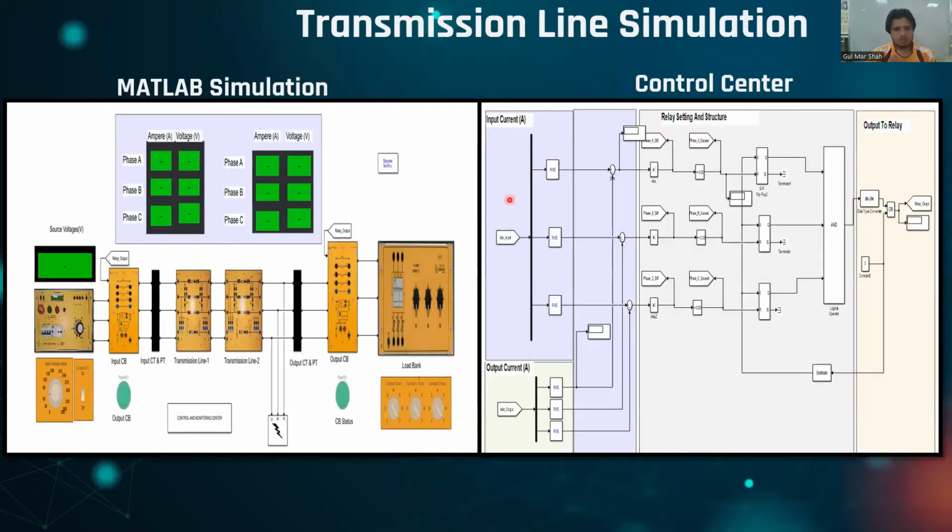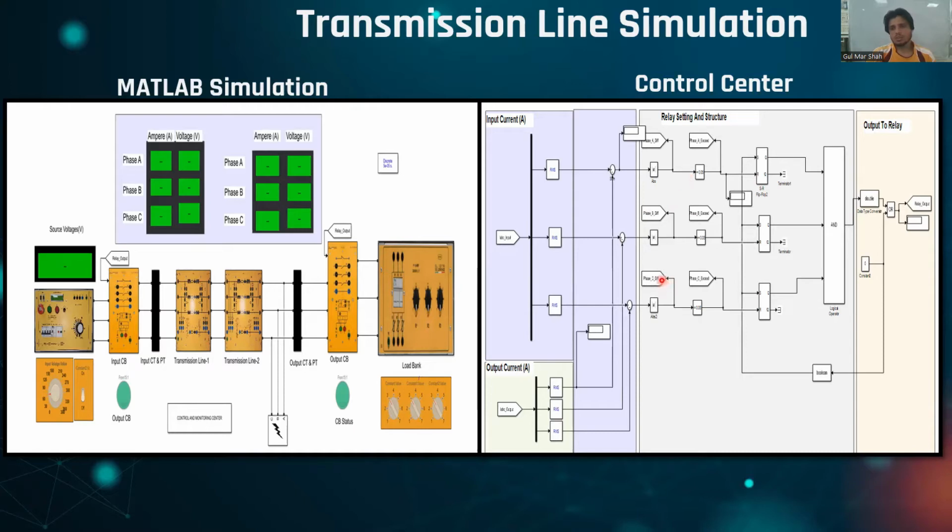This is the transmission line simulation which we have done, and all the displays are the same for the currents and the voltages. This is the transmission line, where we have used 2 transmission lines, and on the other side there are current CTs and PDs along with the load. And this is a control center.